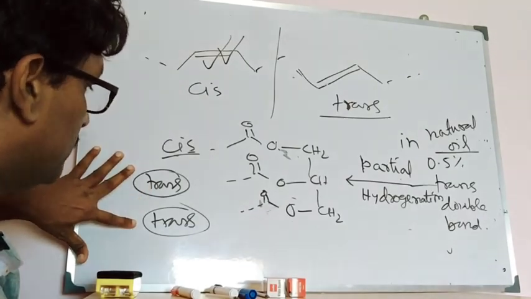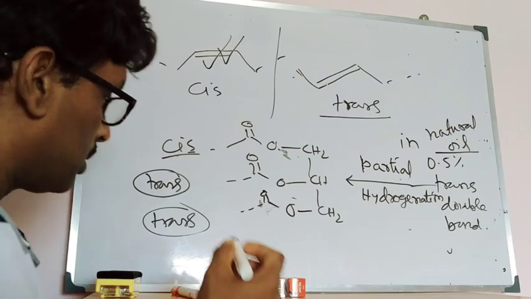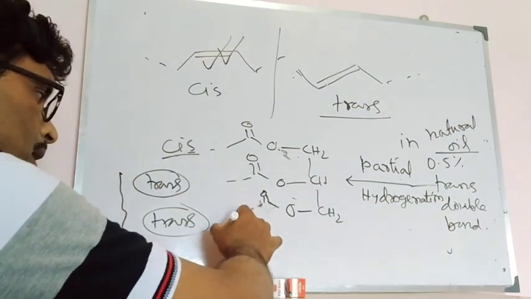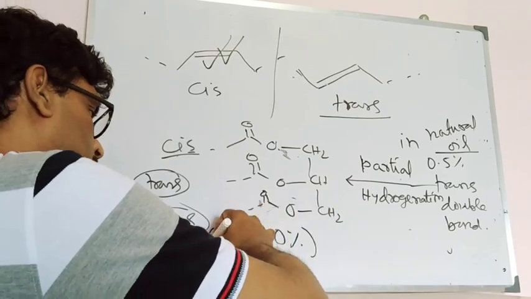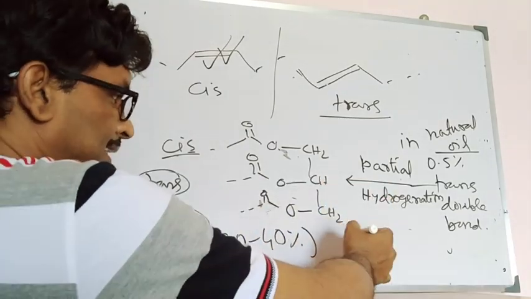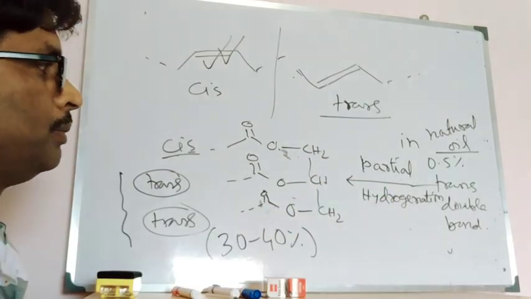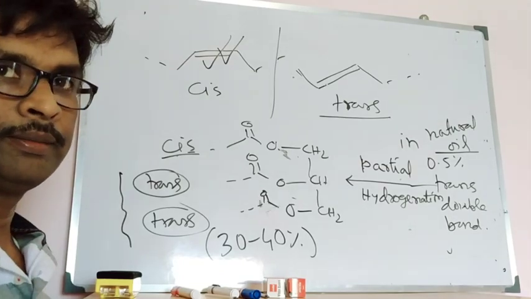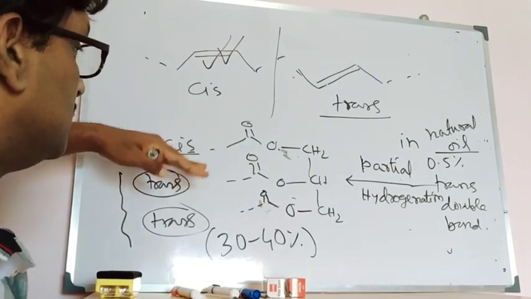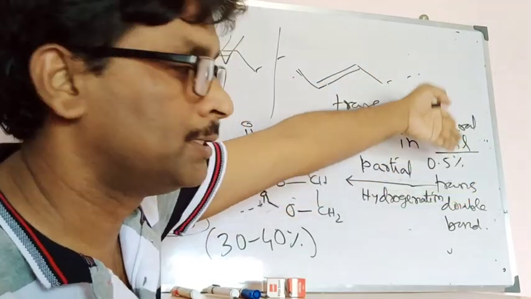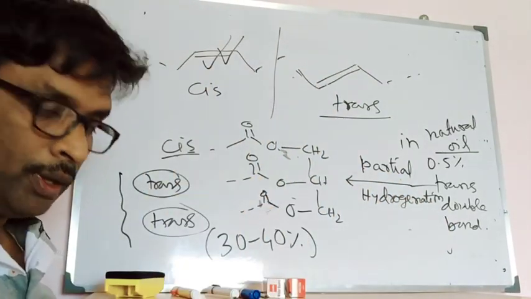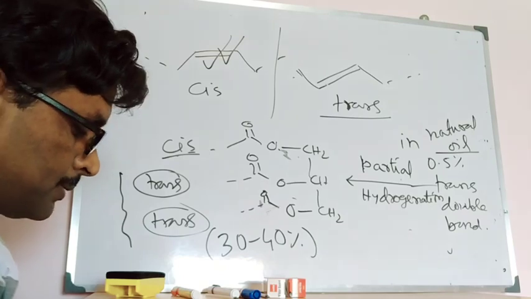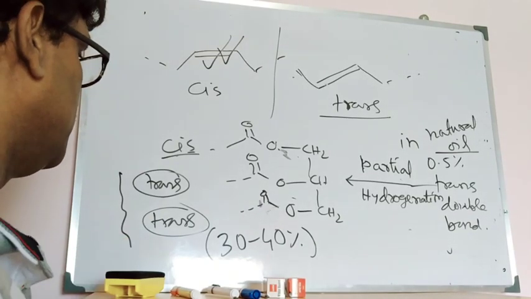Then the amount of trans will go to 30 to 40%. So the trans double bonds will increase here. So this will be synthetic, as partial hydrogenation is carried out there. So it will be called synthetic oil. But natural oil is very good for us, not the synthetic oil. So what is the problem with the trans fatty acid? We may call this one the trans fatty acid.